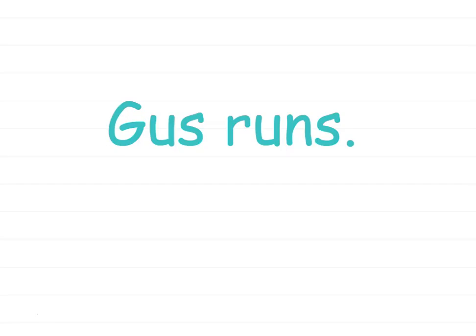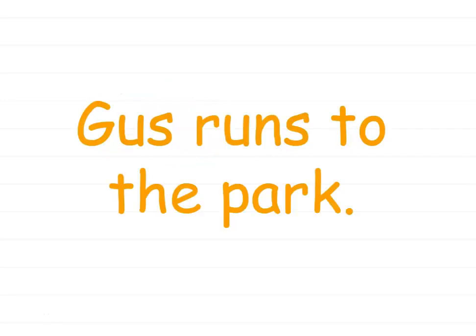Who is this sentence about? The sentence is about Gus, and this is a proper noun. Gus runs. What does Gus do? He runs. I have another sentence. Gus runs to the park. Where does Gus run? That's right, he runs to the park.